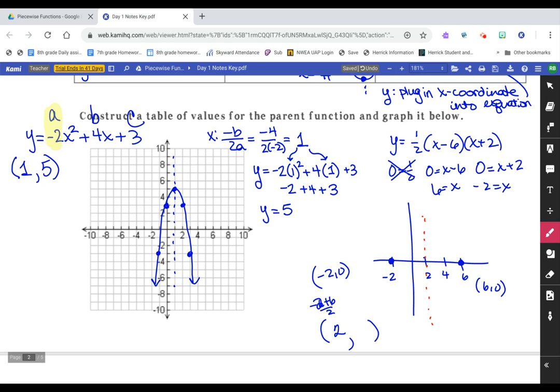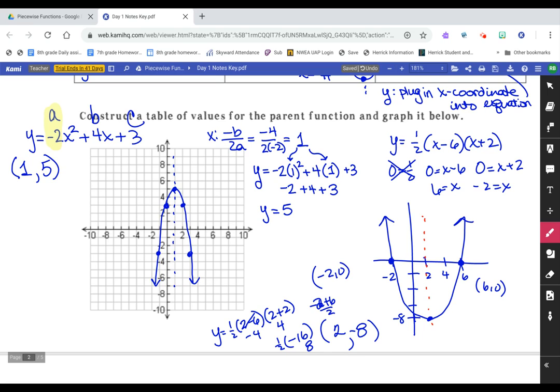Okay, to figure out the y-coordinate, we're going to take positive 2 and plug it back into the equation. So y is equal to 1/2, and then you have 2 minus 6 times 2 plus 2. Well, this goes to negative 4, and this goes to 4. Negative 4 times 4 is negative 16 times 1/2. You have a y coordinate of negative 8. So 2, 4, 6, 8. That would be your vertex. And usually, if you have 3 points to draw your quadratic, you're good to go.